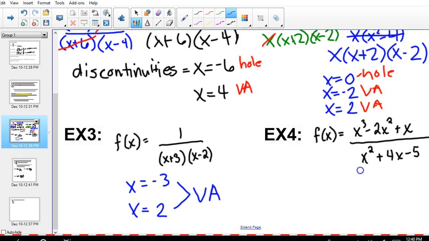All right, this last one, we could factor that bottom, x plus 5, x minus 1. So I know I'm going to have discontinuities at x equals negative 5 and x equals, that's a minus right there, so x equals positive 1.